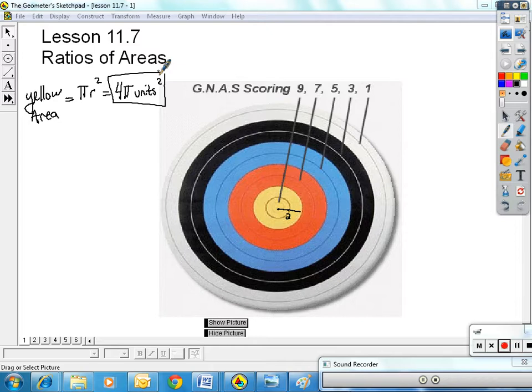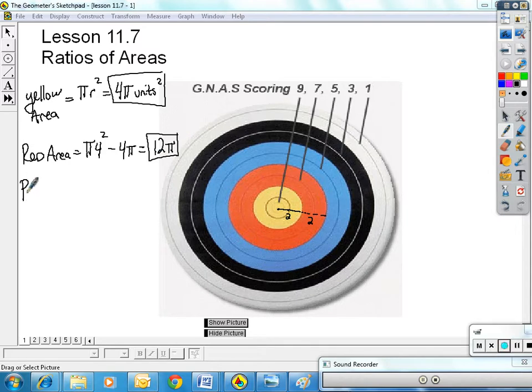So now let's look at the red one. So here's my red circle, adds 2 more units to this. So now the large red circle has a radius of 4. So my red area is going to be pi times 4 squared. But then I'm going to have to subtract that yellow out, right? Because I just want the red. So I'm going to have to subtract my 4 pi away from that. That is 16, take away 4, 12 pi units squared. Follow that?